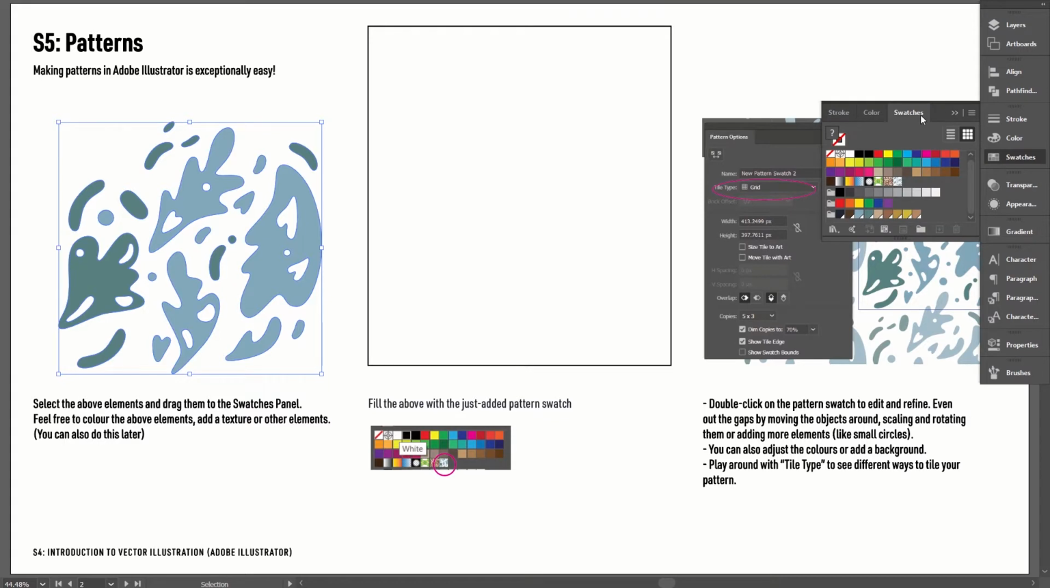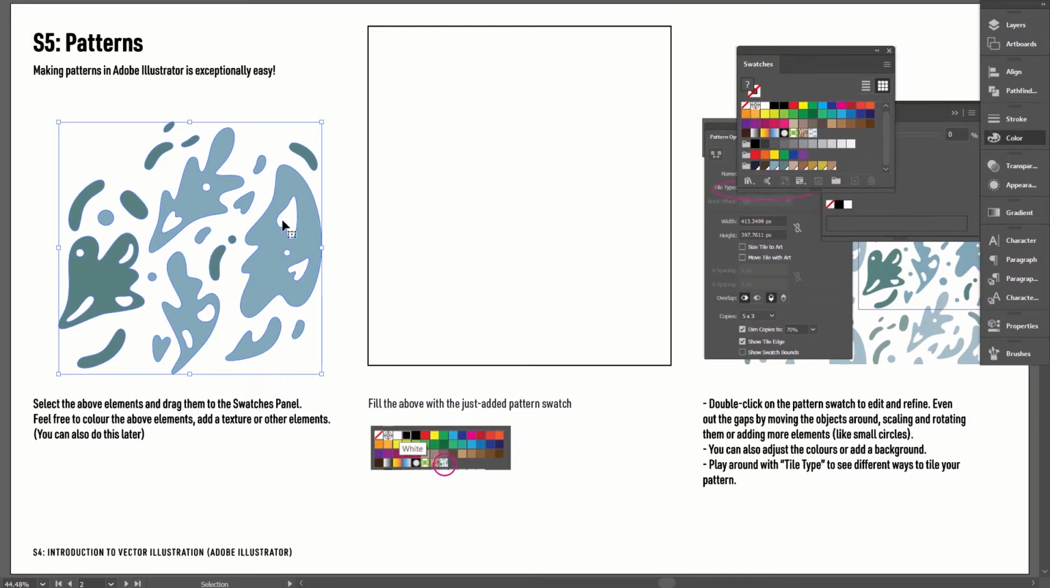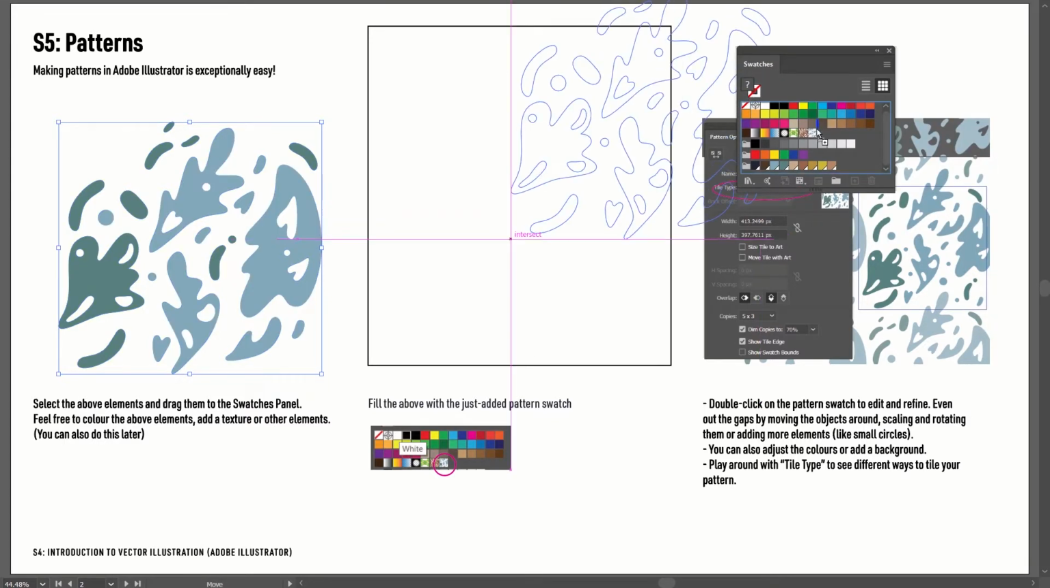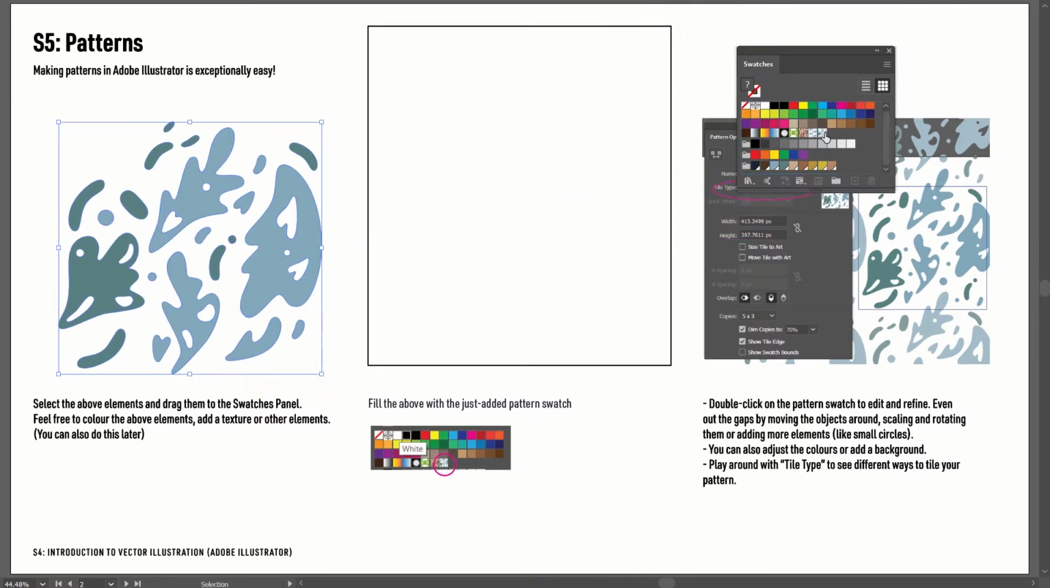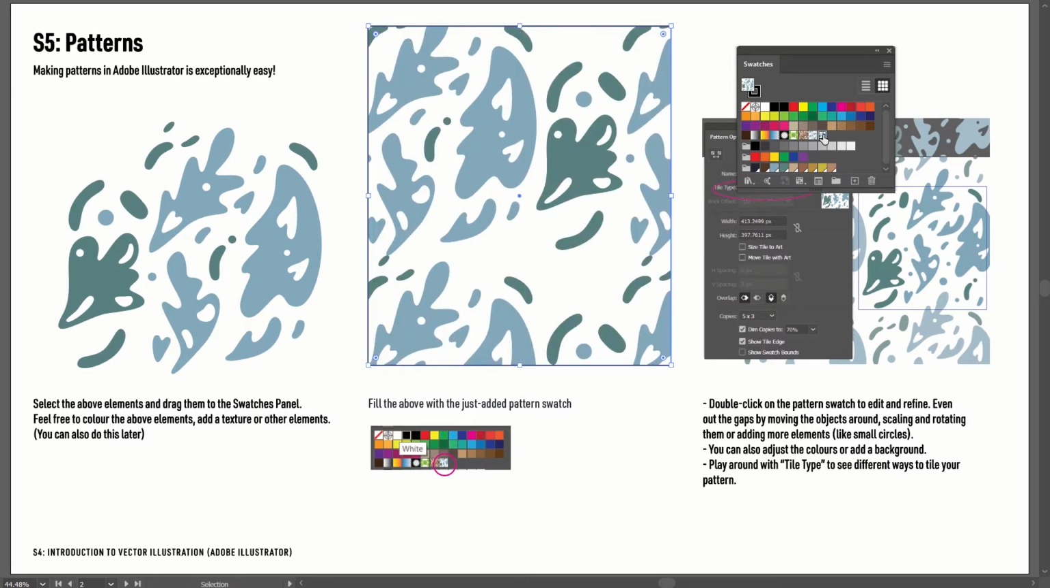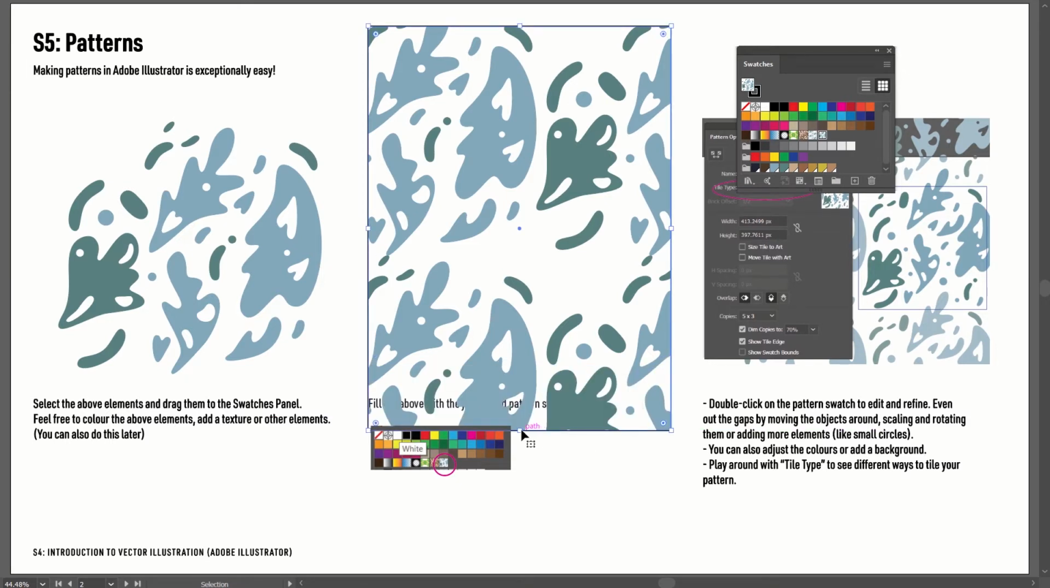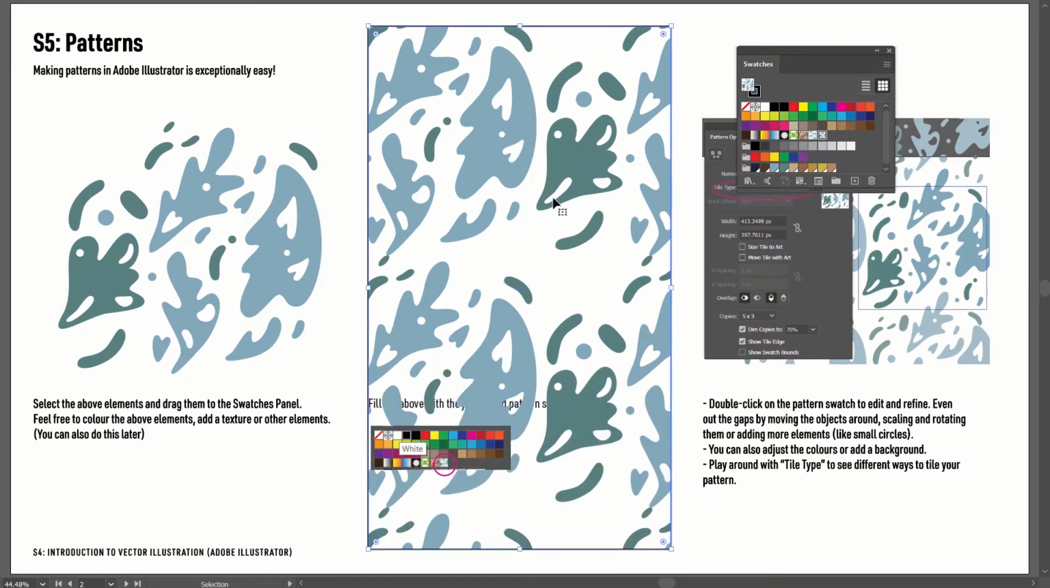So we'll take our swatches panel, I'll drag it out, and then I will drag this into our swatch panel. So now you can see that we have a new swatch that has just been made. Now let's take this square right here, and then we'll apply that swatch that we just made. So now you can see that there has been a pattern applied to the inside of it. If we extend it down, you can see that the pattern just repeats.